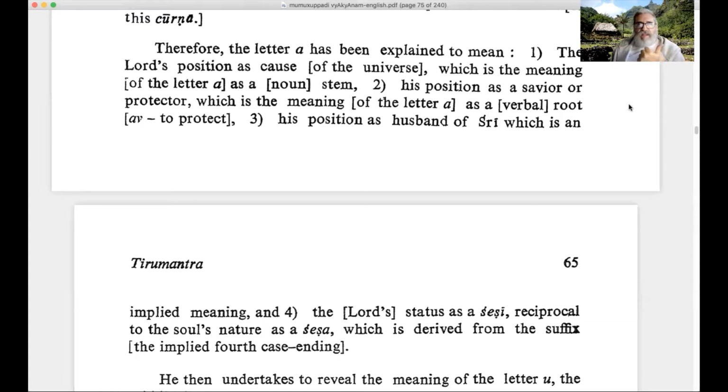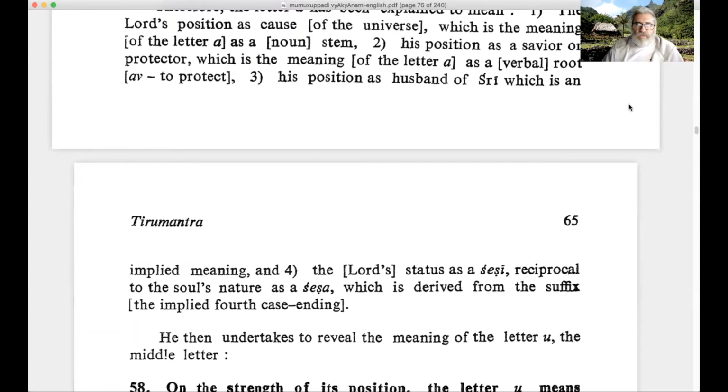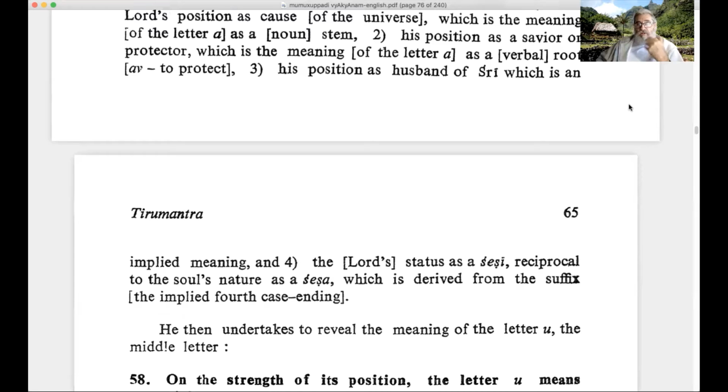So he creates everything. He owns and controls everything. The third meaning of the letter A is that he has the unique position of being the husband of the goddess Mahalakshmi or Sri Devi, right? That's an implied meaning. So Sri Devi is also included in the letter A, right?